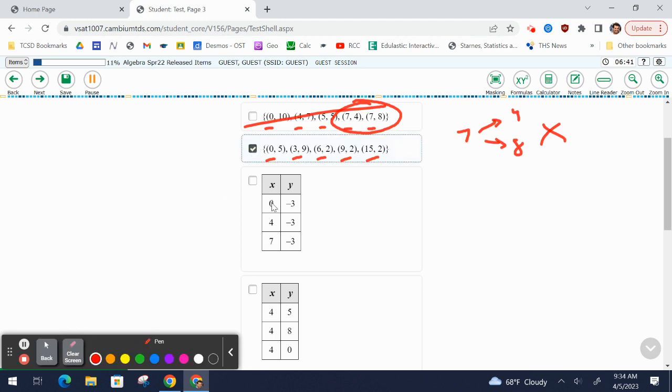The next one, x's 0, 4, 7. None of these x's repeat. That'll be a function. Notice I don't even care about the y values, right? Notice, again, that they try to trick you by making all these y's the same. Who cares? It's about the x's. The next one, 4, 4, 4. All of these repeat, so that is not a function.